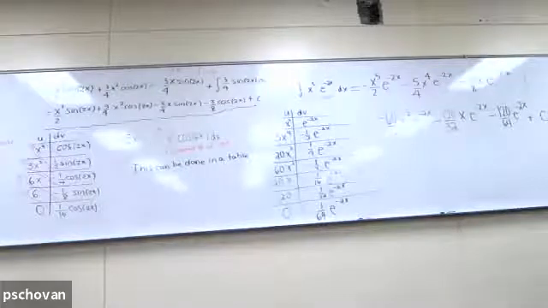Smart person would have factored out the e to the negative 2x way at the beginning. You like? No? There's no pleasing some people.